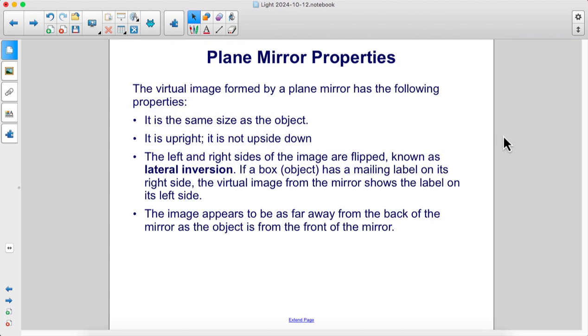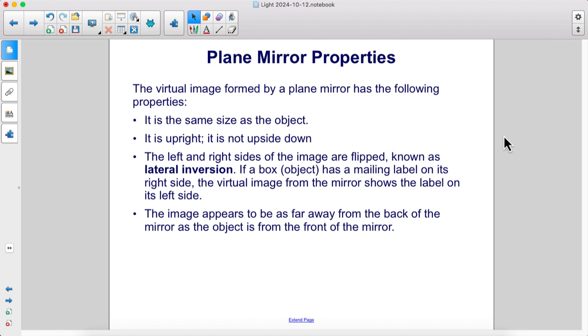The virtual image formed by a plane mirror has the following properties. It is the same size as the object. It is upright. It is not upside down. The left and right sides of the image are flipped, known as lateral inversion. If a box or object has a mailing label on its right side, the virtual image from the mirror shows the label on its left side. The image appears to be as far away from the back of the mirror as the object is from the front of the mirror.